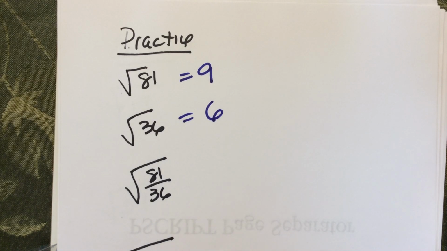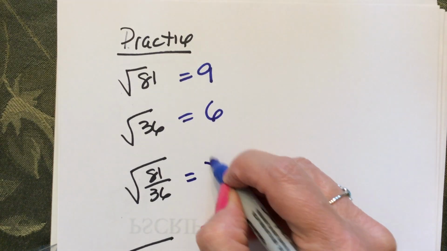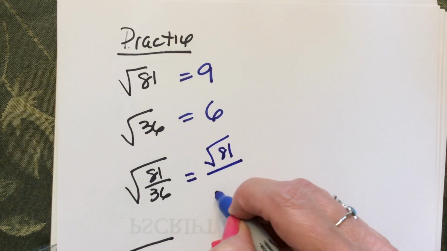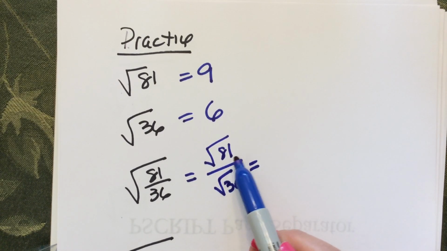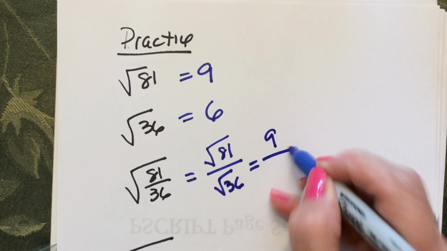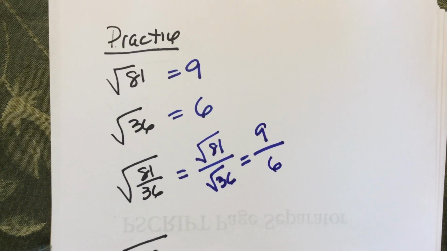So now I have this thing, square root of 81 over 36. I do not want you to plug that into a calculator. What you're going to do is say, well, I actually can split this up: square root of 81 over the square root of 36. Now I should recognize that the square root of 81 is 9 and the square root of 36 is 6. Okay, did I set that up right?